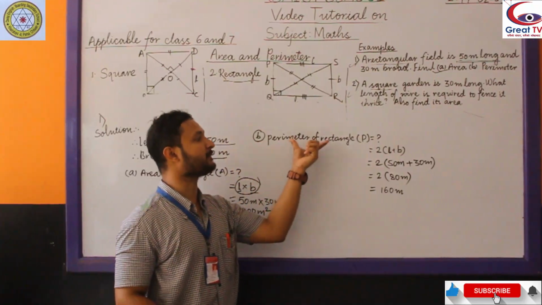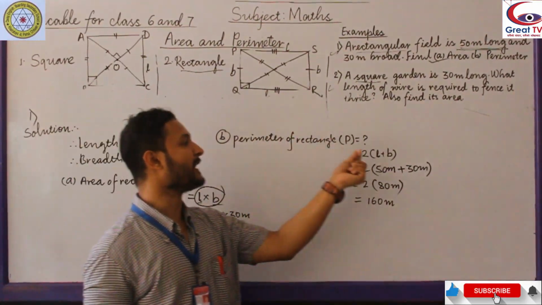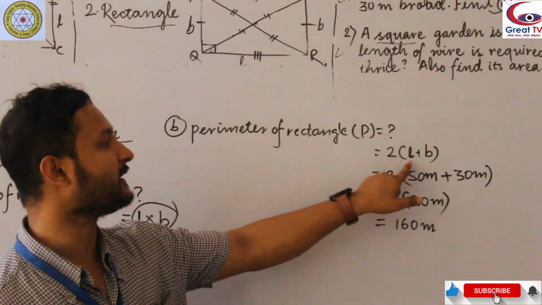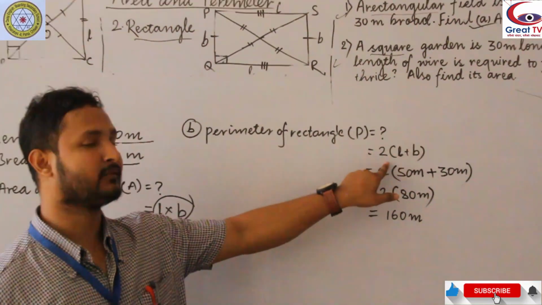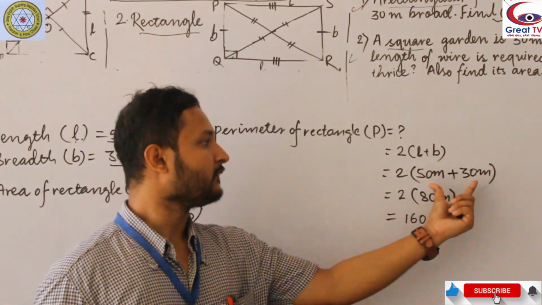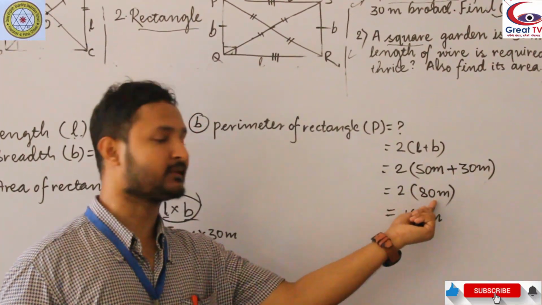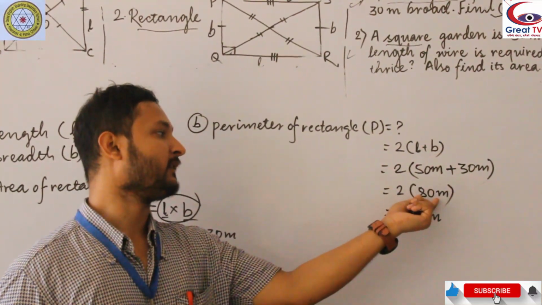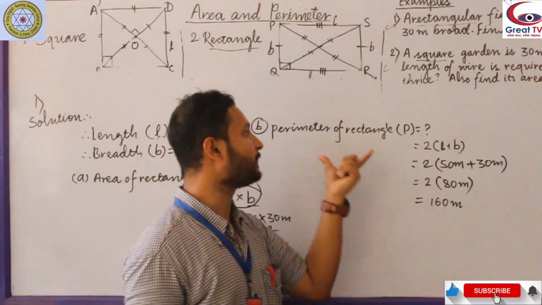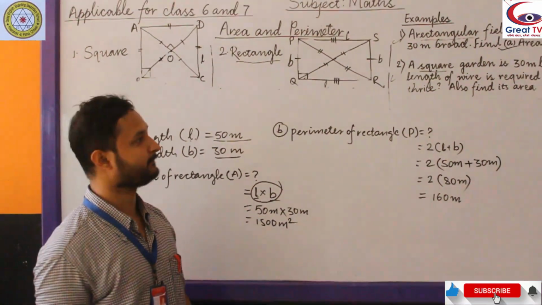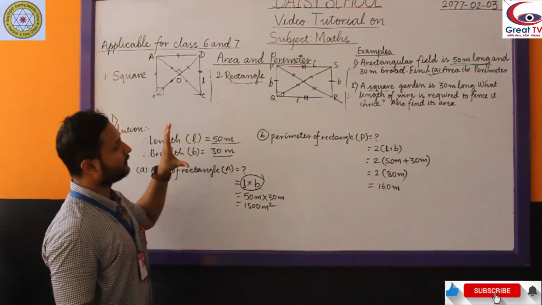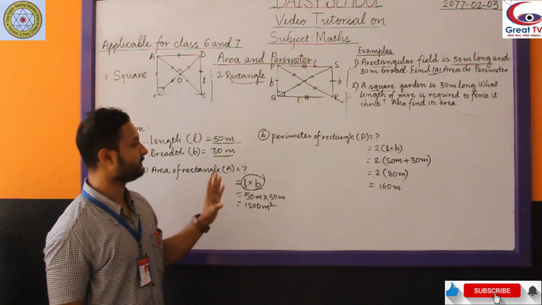So now perimeter of rectangle. To find the perimeter of rectangle, we have to use the formula 2 times L plus B. The summation of L and B would be multiplied by 2. Here length is 50 meter plus breadth is 30 meter. So the summation of 50 meter and 30 meter is 80 meter. And when we find the product of 2 and 80 meter, we get 160 meter. It is the perimeter of the given rectangular field. I hope you have clearly understood this example.